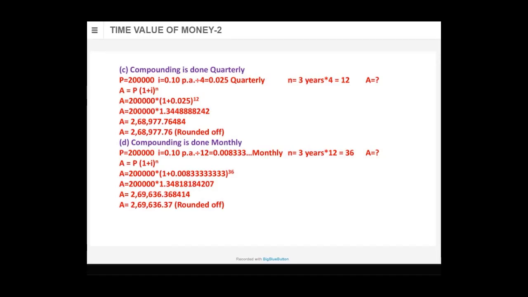And then solve it. You'll get answer as 2,68,977.76 rounded off answer, 764. Third digit is 4. So it remains the same.